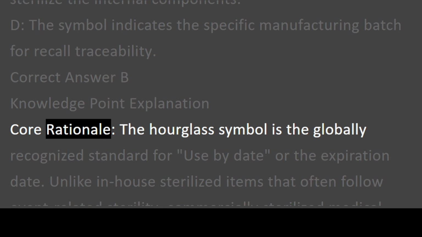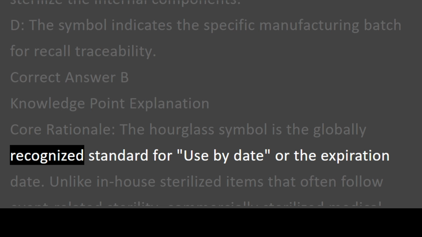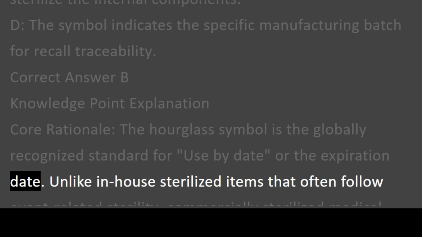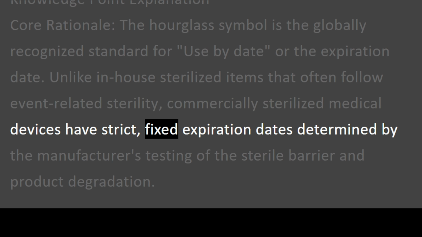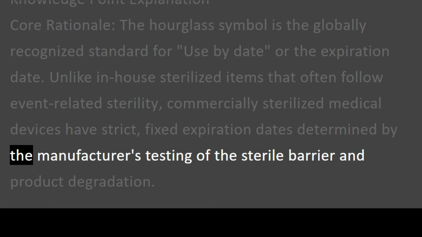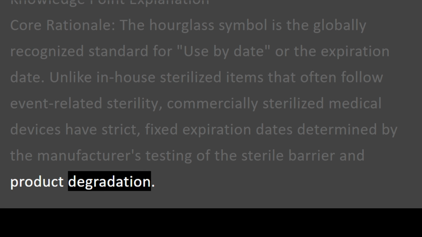Core rationale. The hourglass symbol is the globally recognized standard for use by date or the expiration date. Unlike in-house sterilized items that often follow event-related sterility, commercially sterilized medical devices have strict, fixed expiration dates determined by the manufacturer's testing of the sterile barrier and product degradation.